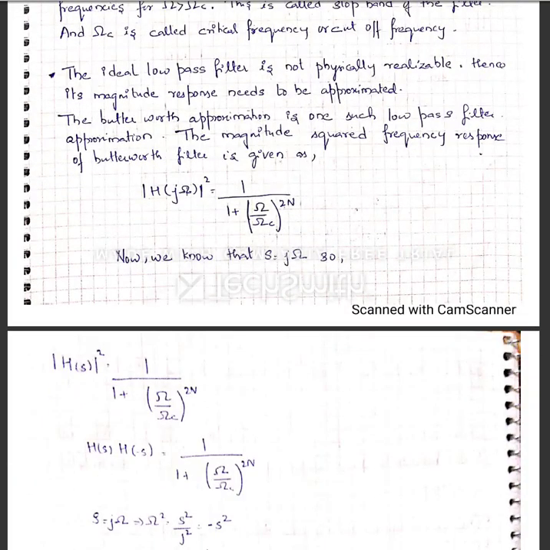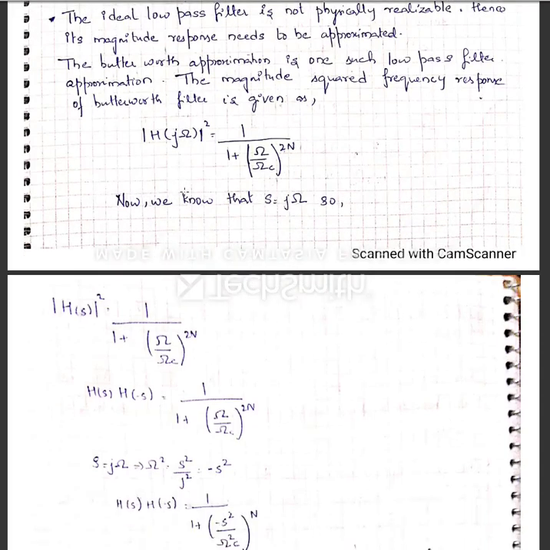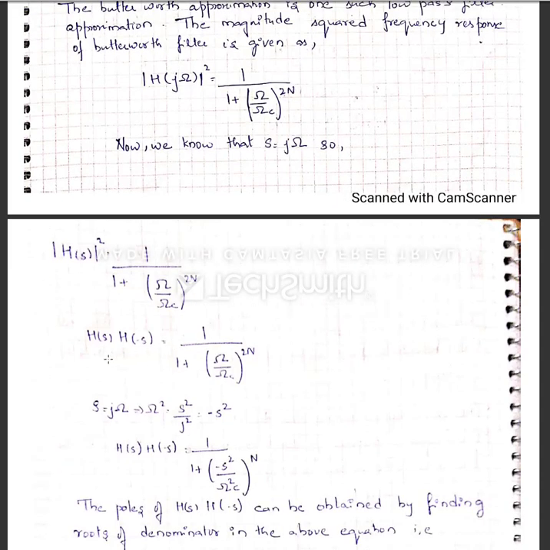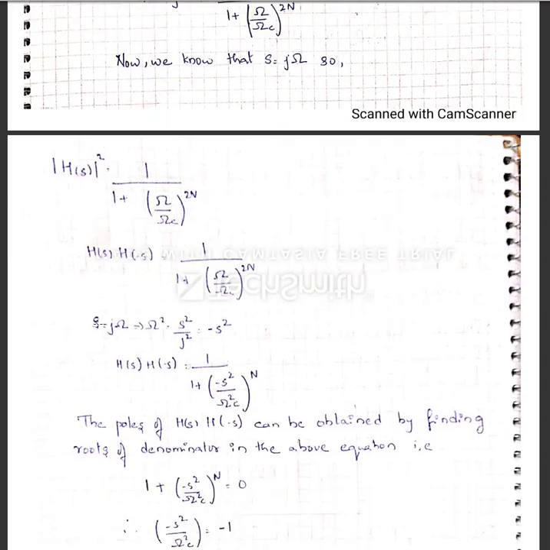Alright, so we are replacing this by s. So mod of H of j omega squared will be mod of H of s squared, by 1 plus omega by omega c whole to the power 2n. This is written as H of s, H of minus s, equals 1 by 1 plus omega by omega c to the power n. Now the same thing we had done here. We would want to make some changes here.